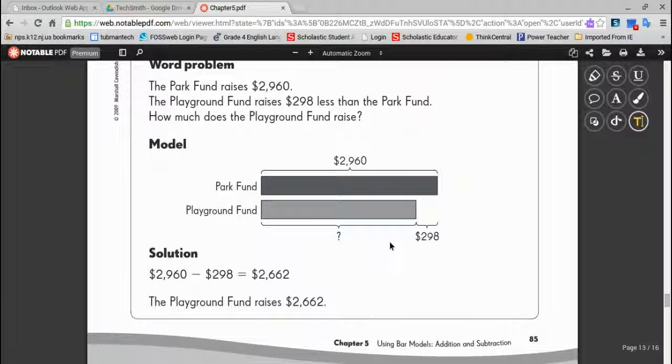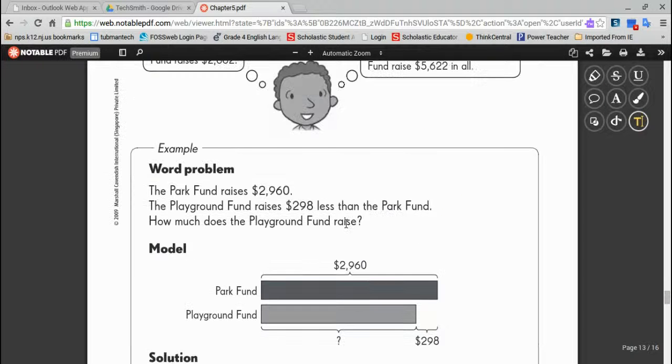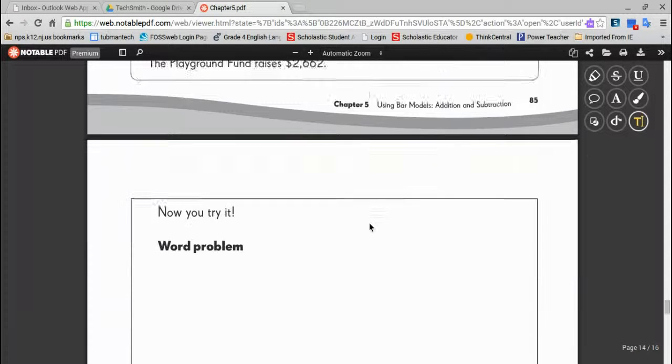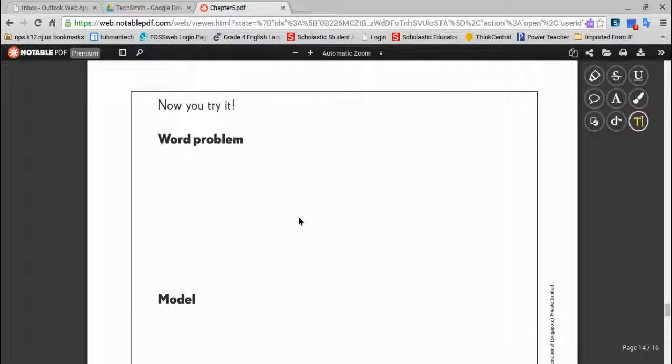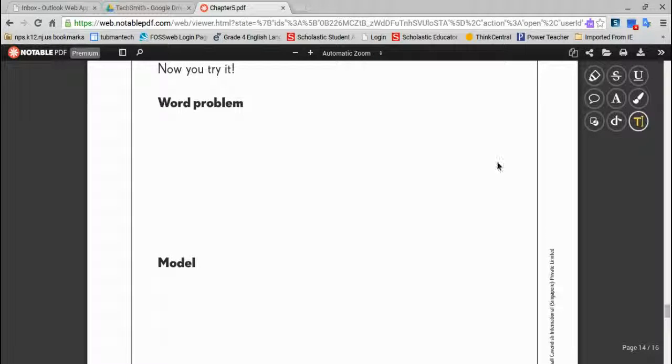So this is a difference problem, which means it is a subtraction problem. So 2,960 minus 298 equals $2,662. All right, so the playground fund raises $2,662. And this is the example. So if you look at the next page, page 86, we're going to try to do the same exact thing right now. So I'll give you another example, and you guys can do this yourself too.